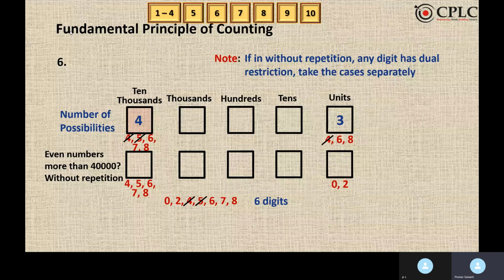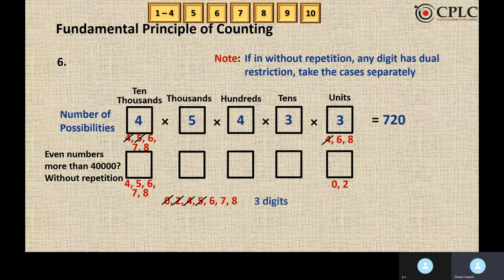Now, out of the 7 digits, 2 digits are already eliminated. So at thousands place, 5 digits can come. At hundreds place, 4 digits can come. At tens place, 3 digits can come. And that's it. Now, after multiplying them, we'll get 720 as the answer.